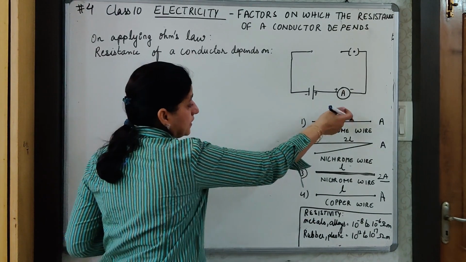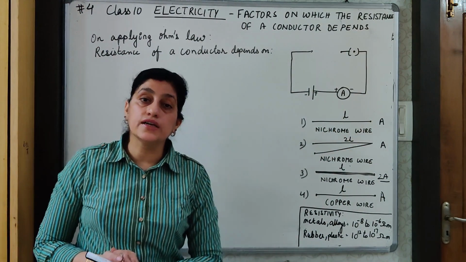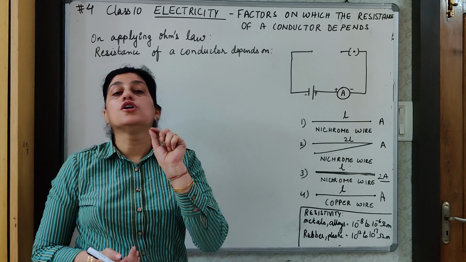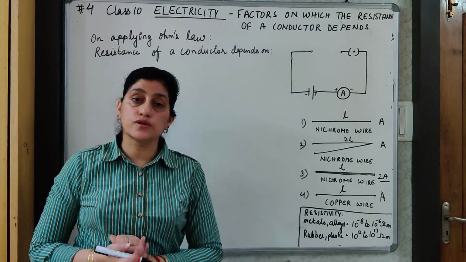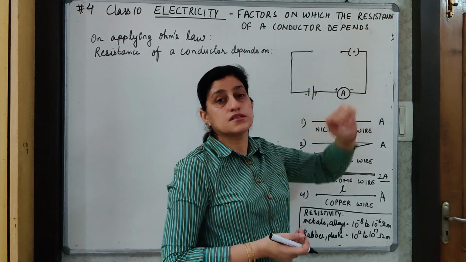After conducting this experiment, we come to know about 3 factors. One is the length, one is the area, and one is the material which we are using, the quality of the material which we are using. These are the 3 factors on which the resistance depends.